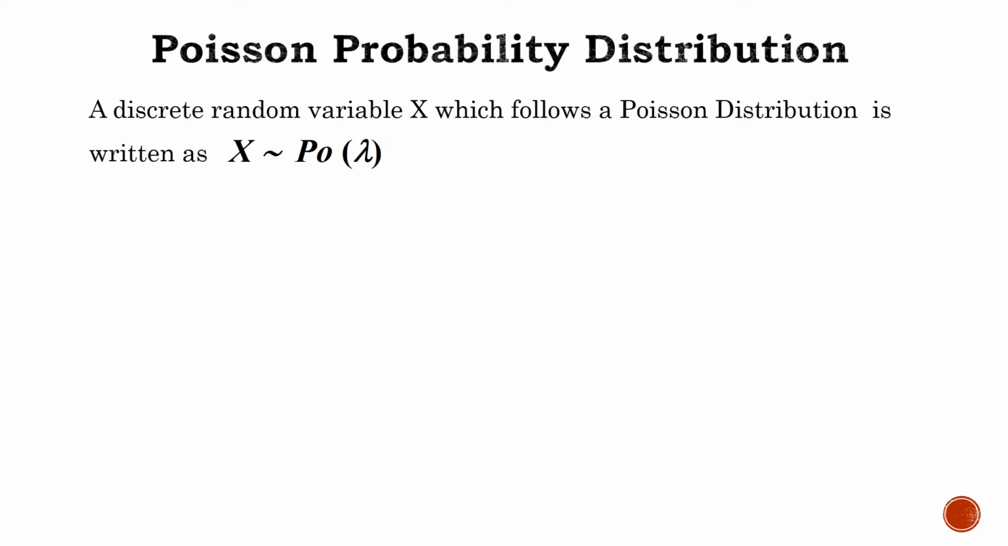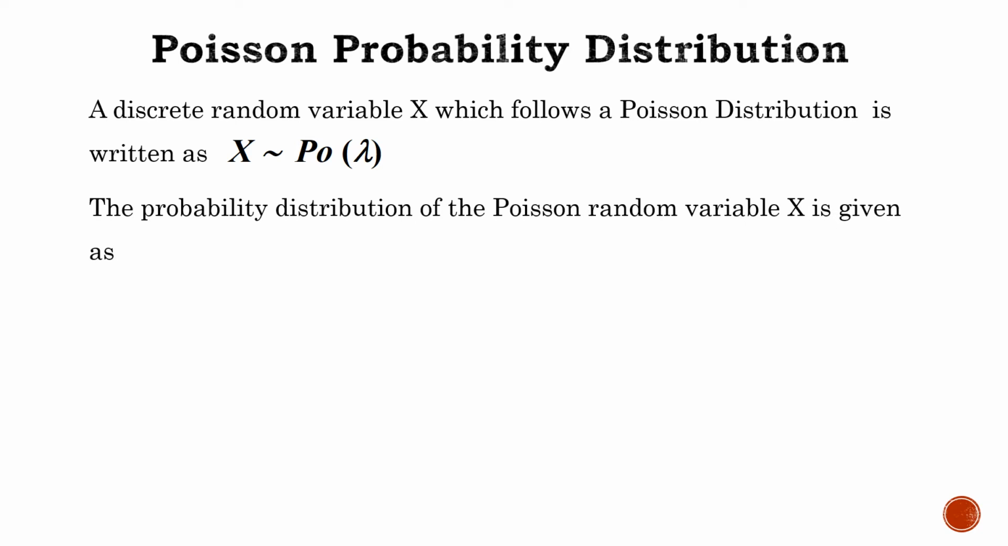Let's look at the Poisson probability distribution. First, if we have a discrete random variable X that follows a Poisson distribution, it is written as X ~ Po(λ). The symbol Po represents Poisson, and in the bracket we have the symbol lambda. So lambda is the mean number of occurrences in a given time interval or space.